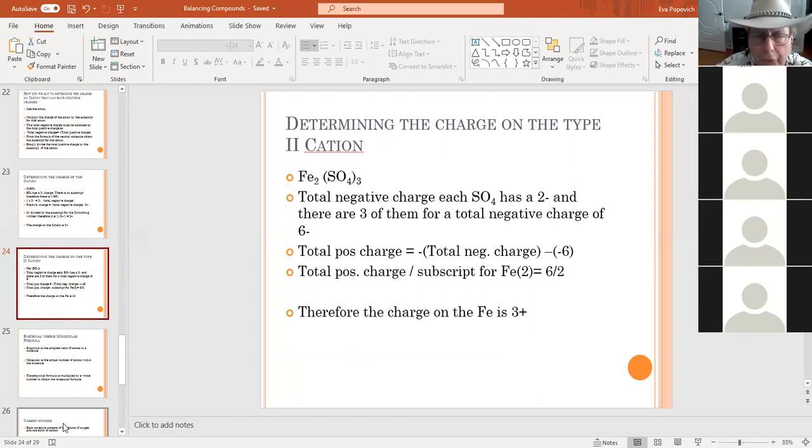We have Fe2(SO4)3, the sulfate taken 3 times. The total negative charge on each SO4 is 2-, and there are 3 of them, so there's a total negative charge of 6-. That means the total positive charge has to equal it. The total positive charge is +6, but that's distributed between 2 irons. So I take the +6 divided by 2, and the charge on the iron is +3. Is that making sense to you? Yes.